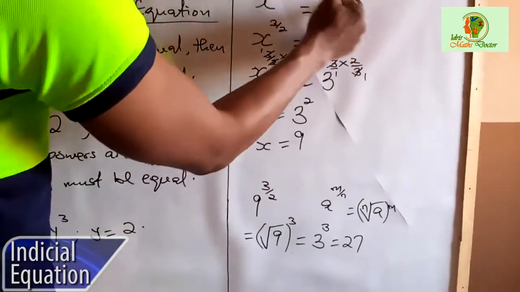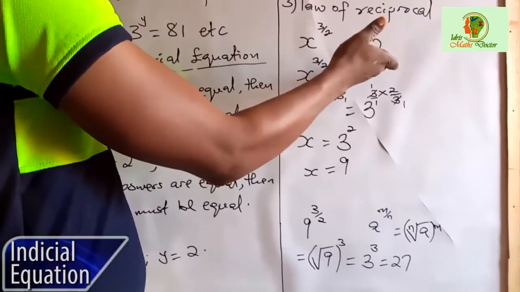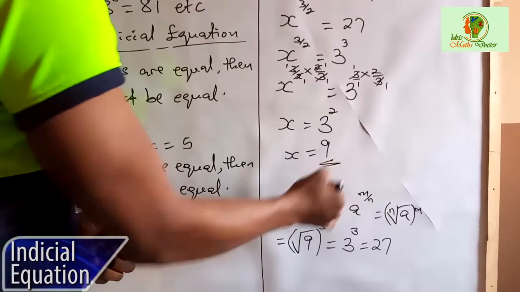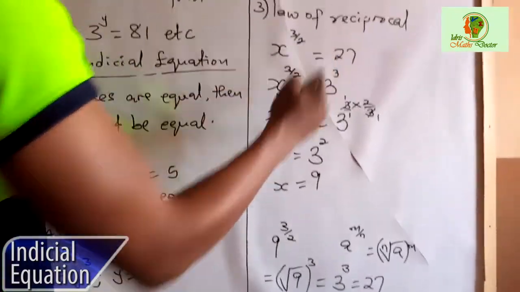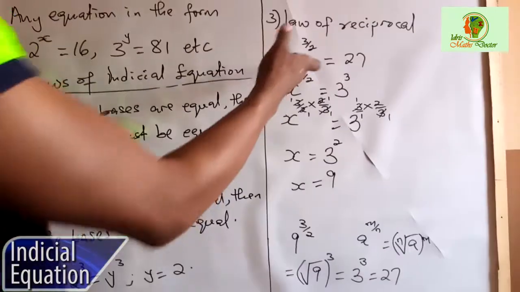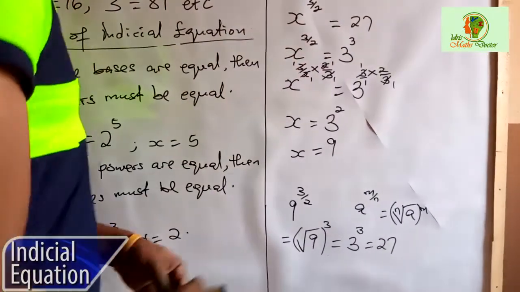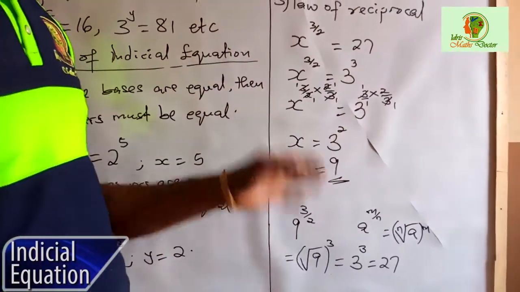27, which is this. So this side is equal to this side if x is what? 9. So the answer is 9. So this is how we use the law of reciprocal.